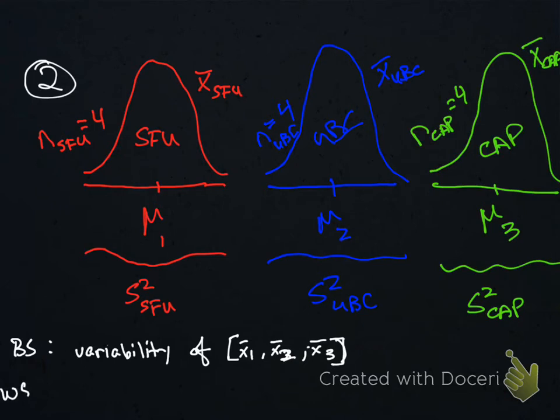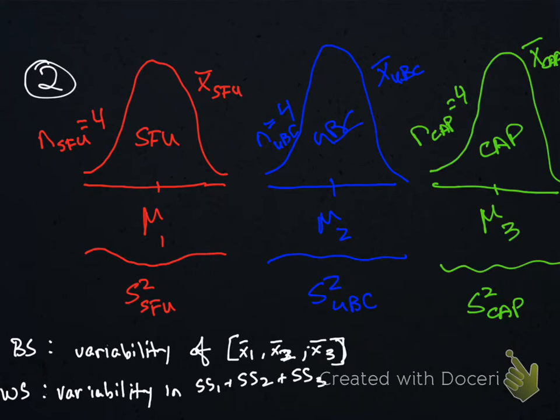The within subjects variability is going to be the variability in all of our sum of squares terms. So sum of squares for CAP, sum of squares for UBC, and sum of squares for SFU, or that should be SFU, CAP, and UBC.